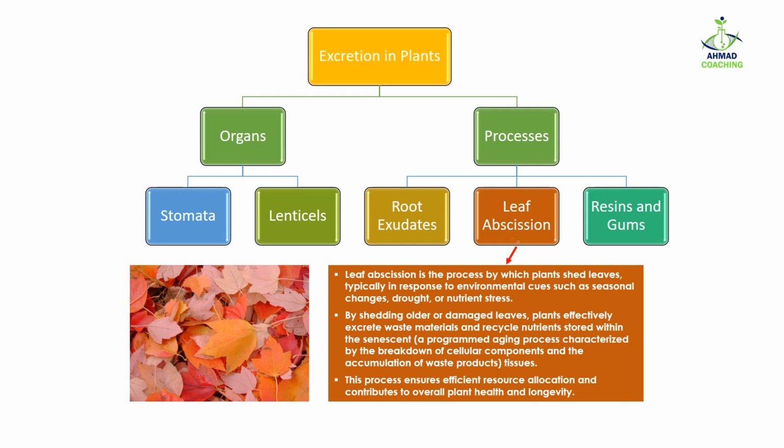Then comes the leaf abscission. Leaf abscission is the process by which plants shed their leaves, typically in response to environmental cues such as seasonal changes, drought or nutrient stress. So in autumn, when the leaves are falling, this is actually leaf abscission. By shedding older and damaged leaves, plants effectively excrete waste materials and recycle nutrients stored within the senescent tissues.